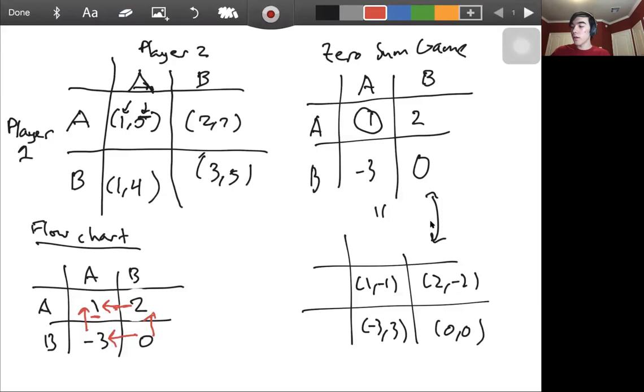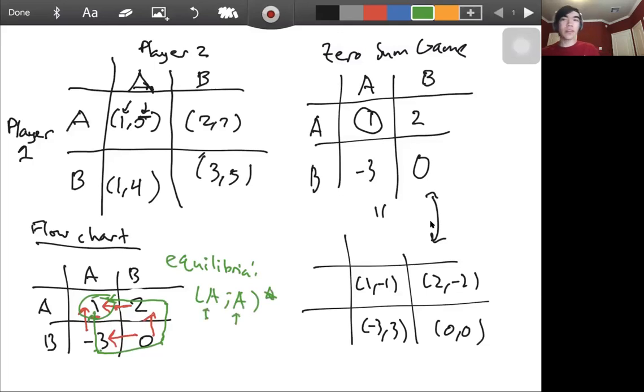If we start here, we know that both directions of change are actually better for one of the players. So if we move to the left, then player 1 would move up. If we move up, then player 2 would move to the left. So actually, no matter where we start, if we follow the flow chart, we end up with this upper left corner as the answer. So the equilibria is actually both players choose A. This is fancy notation, but this literally just means player 1 chooses A, player 2 chooses A. This is equilibria.